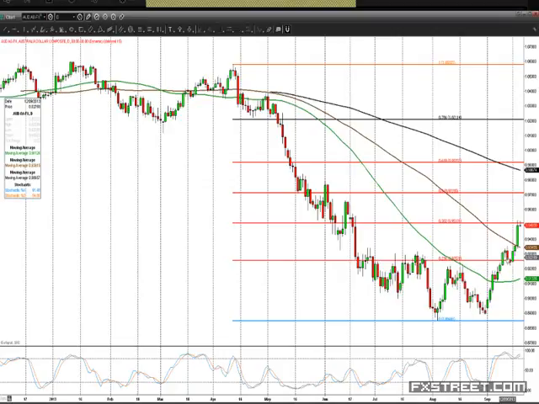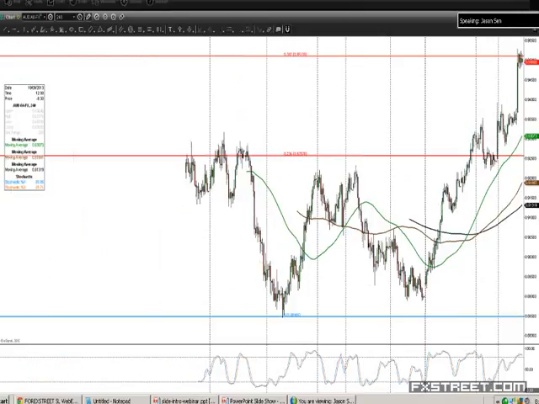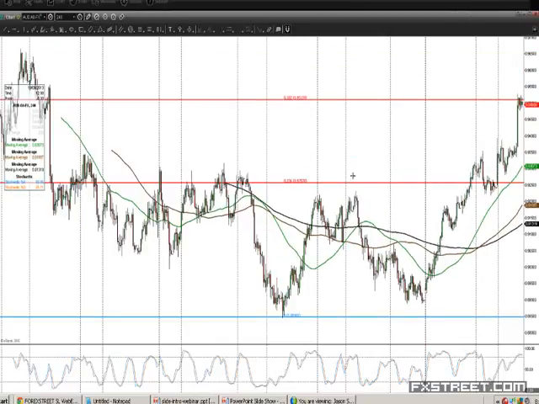What's this high? 93.50. So where did we get to? Yeah, 4-hour chart, looking very overbought. Hope I don't trade my computer. Yeah, you're not wrong there.